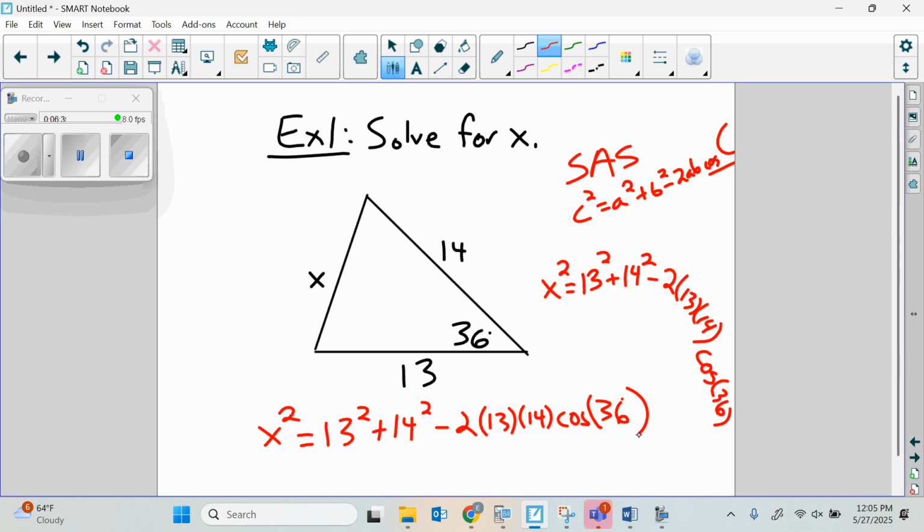Now to solve for x squared here, I'm just going to type the whole right side of the equation into my calculator. And I'm just going to remind myself that that number that comes out is what x squared's value is. Okay, so to find x, I'm going to have to square root both sides. So watch how I type this in.